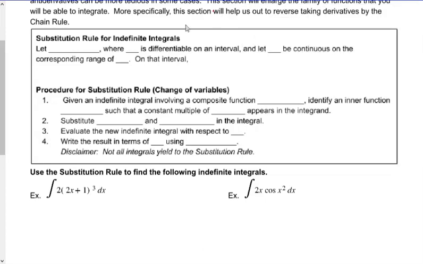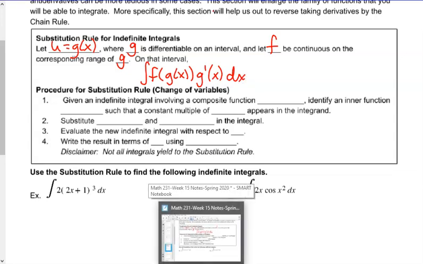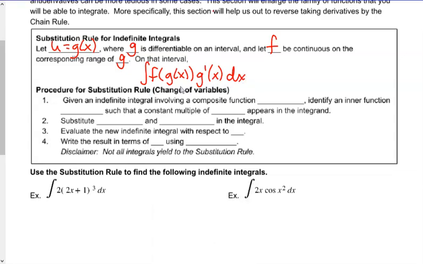We are going to start by saying u is equal to g of x, where g is differentiable on an interval, and we're going to let f be continuous on the corresponding range of g, so the corresponding y values of that g function on that interval. The integral of f of g of x, g prime of x dx. Hopefully you recognize the chain rule in here. I've taken the derivative of the inside function, and that is going to equal the integral of f of u du.